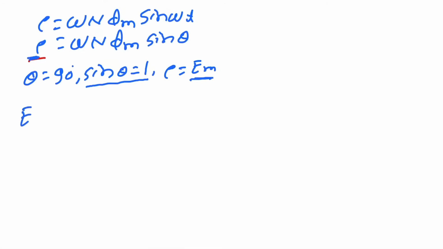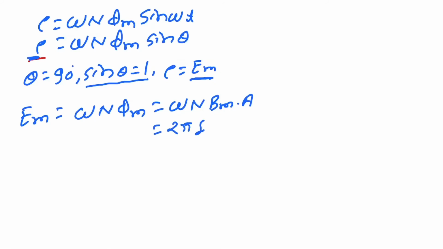Therefore Em equals omega n phi m, which equals omega n Bm into A, or it equals 2 pi f n Bm into A. Here Bm is the maximum flux density in Weber per meter square, A is the area of the rectangular coil in meter square, f is the frequency in revolutions per second, and omega is the angular frequency in radian per second.